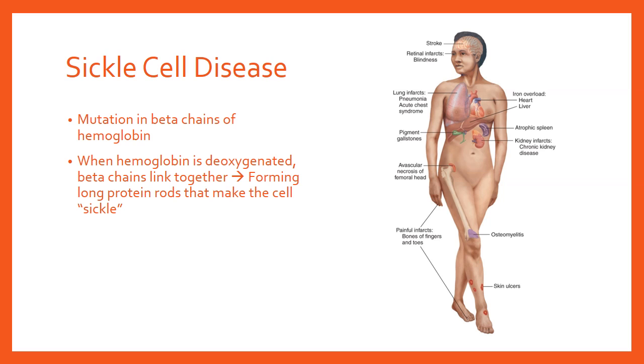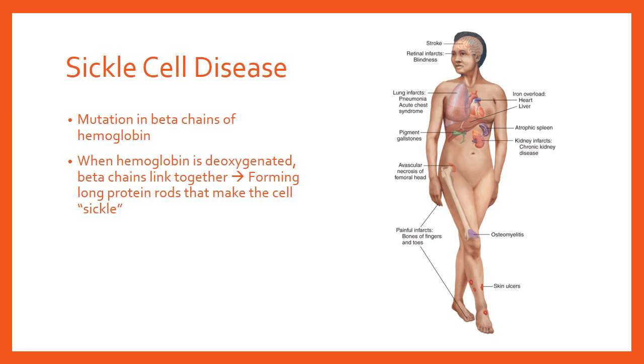They cause strokes, retinal infarcts, stuck in the eyes, in lungs, and they can even block the blood flow to bones. Avascular necrosis of the femoral head can happen, and they also cause painful infarcts in extremities, in fingers and toes. Secondary to ischemia, of course, pain occurs, and in skin, because of not enough oxygen supply, skin ulcers will occur.